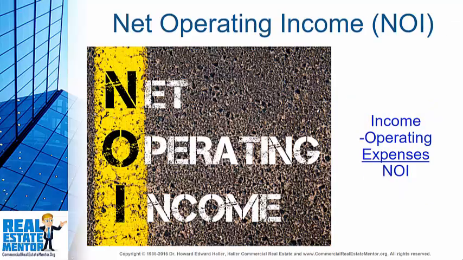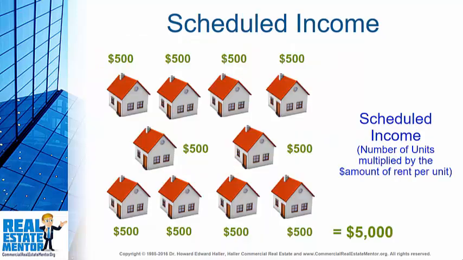NOI is the income from the property, the actual income, not the scheduled income, but the actual income they receive, net of vacancies and collection loss, minus the actual operating expenses for the building equals the NOI, the net operating income. So let's do an example. If the scheduled income for this building is $500 per unit times 10 units. Now, I'm using the houses just as a metaphor because we're talking about maybe apartment units or office units. So let's just use this as a nice metaphor for what we're talking about. This is the scheduled income, and it would be 10 times 500, or $5,000.